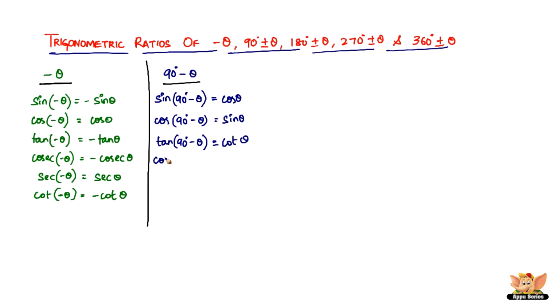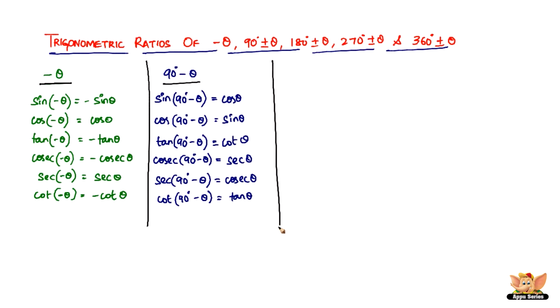And cosecant of 90 degrees minus theta is going to be secant theta. And secant of 90 degrees minus theta is going to be cosecant theta. And cot of 90 degrees minus theta is going to be tan theta. So next we will go to 90 degrees plus theta. But before we go to that, let's quickly come back to this one here, 90 degrees minus theta.